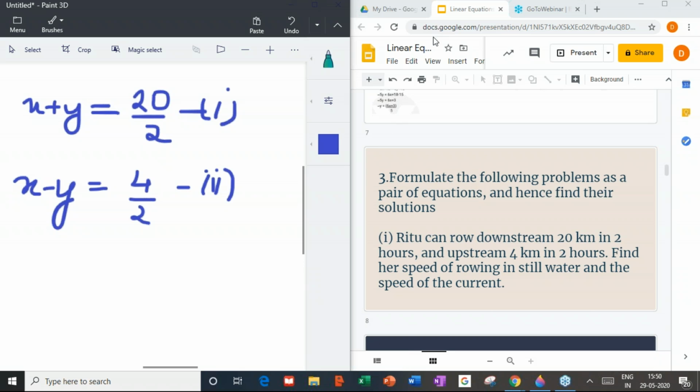So what we have done in this question is, first we find out what is asked. The speed of rowing in still water and the speed of current is asked. So I have taken the speed of rowing in still water as x and the speed of current as y. Generally downstream means you add the two. In downstream the speed of rowing is added to the speed of current because you're going in the same direction, right? So you add those two, and in upstream the speed of rowing will be in one direction and the speed of current is in the other direction, so you subtract.